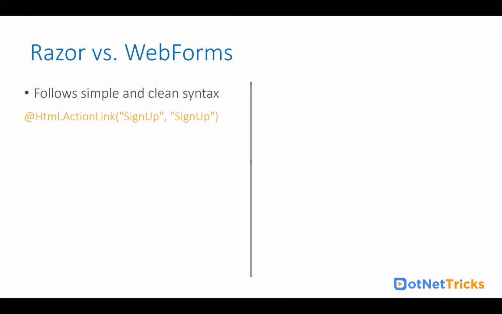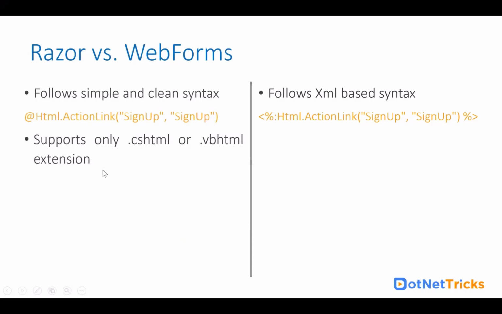We have more differences as well. Razor follows a simple and clean syntax, but web form follows an XML-based syntax. And in Razor we have only two file extensions: .cshtml for C Sharp, and .vbhtml for VB.NET. With ASP.NET Core, people are using only Razor. It is not mandatory to use Razor, you can use others as well. I don't think people are using any other view engine apart from Razor.